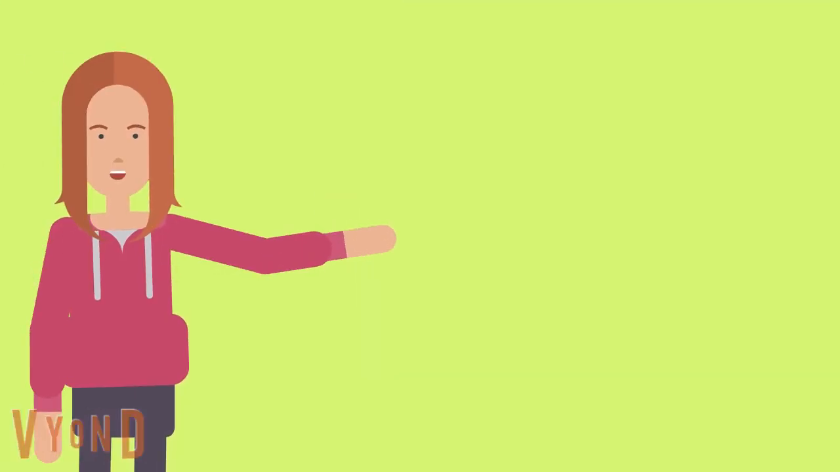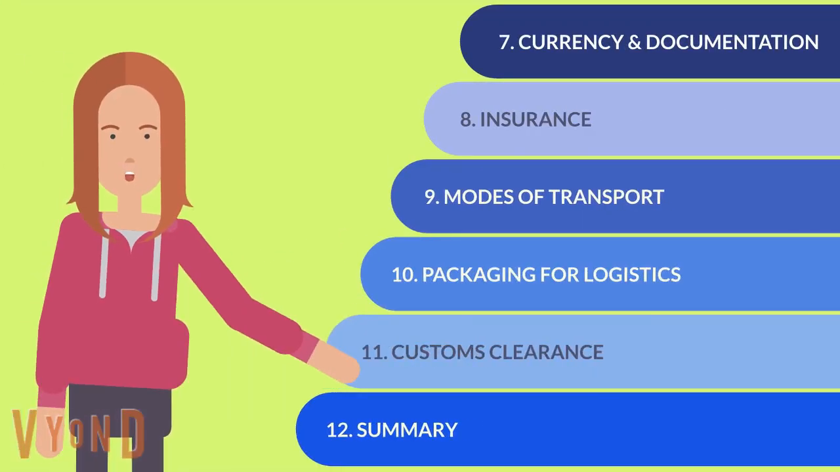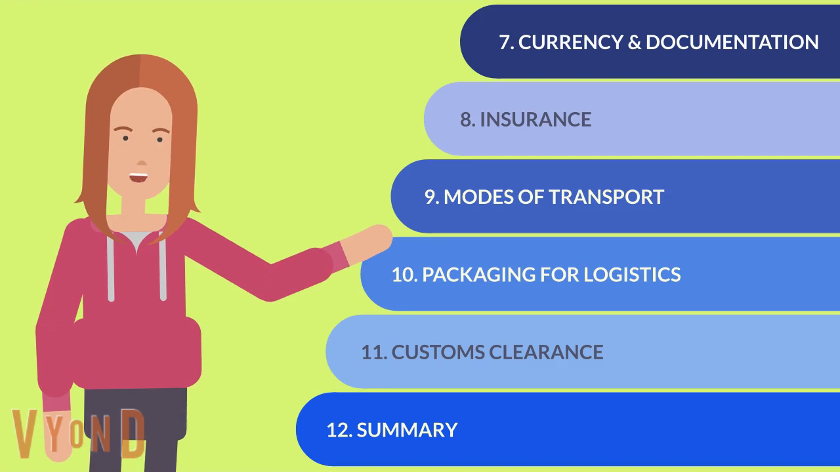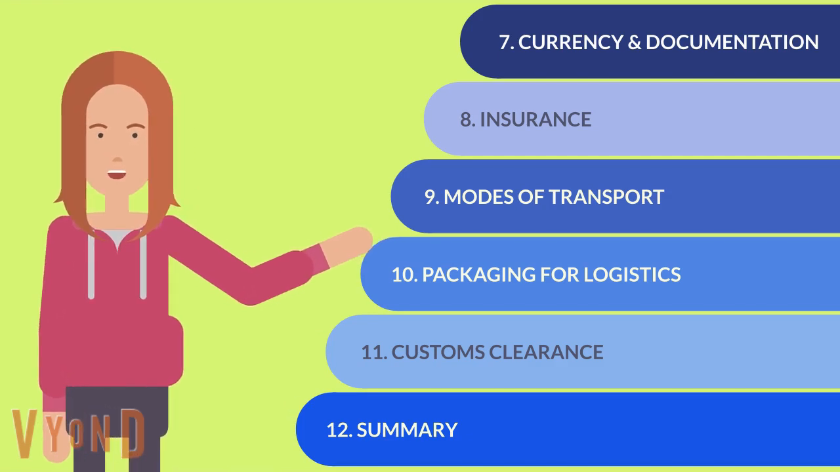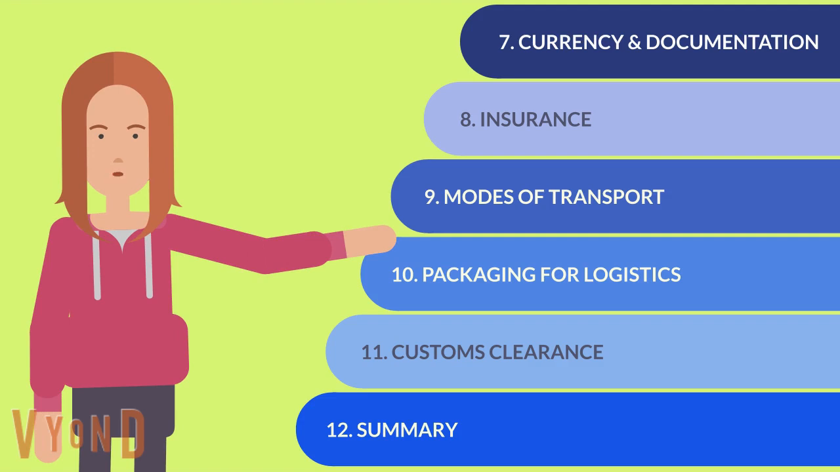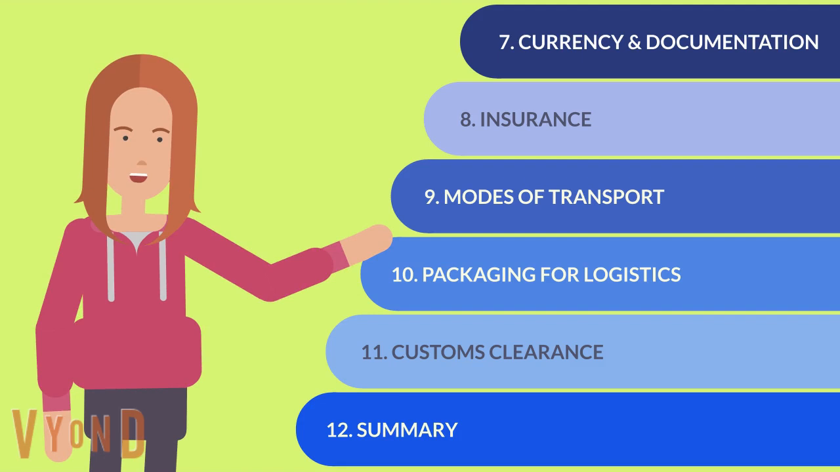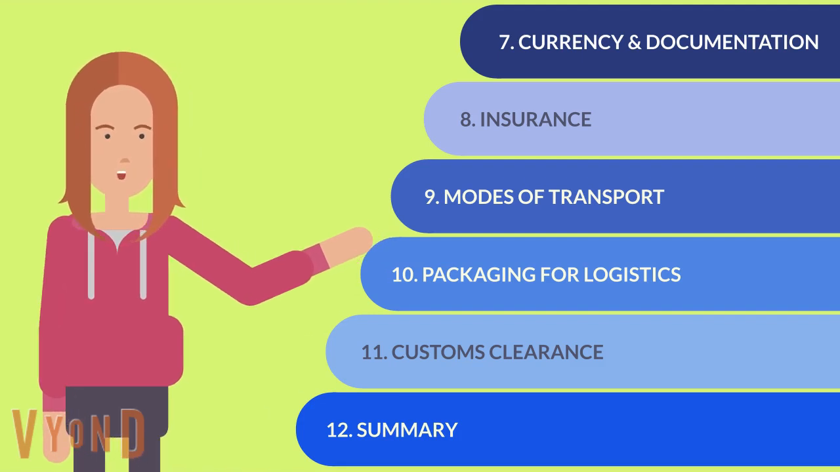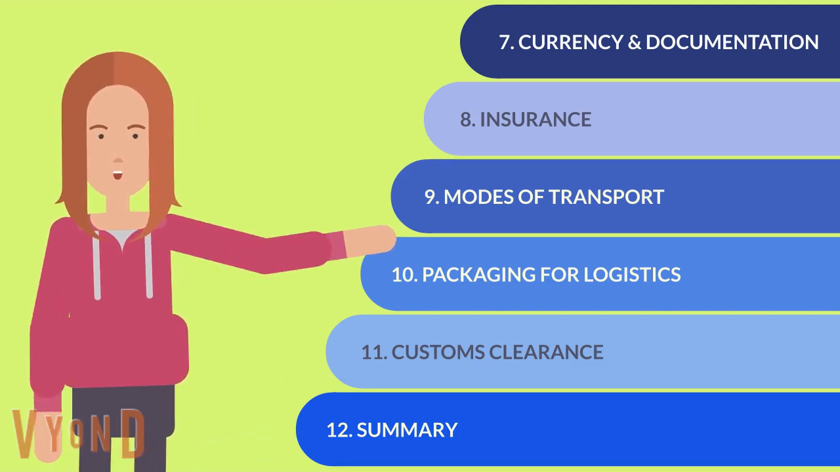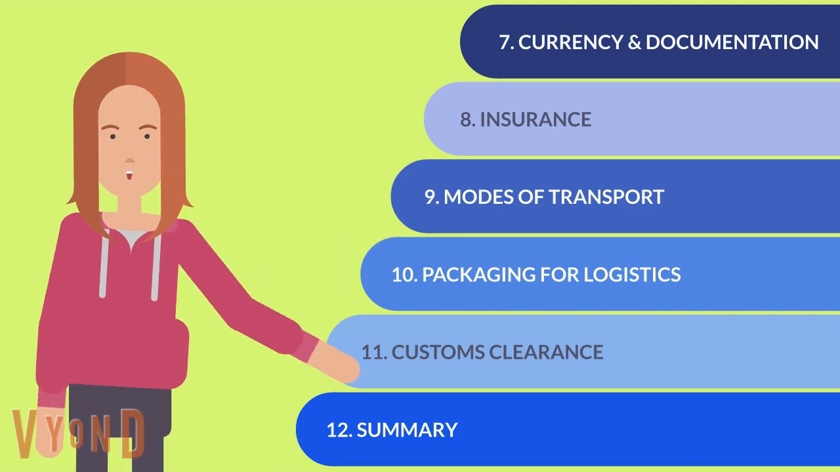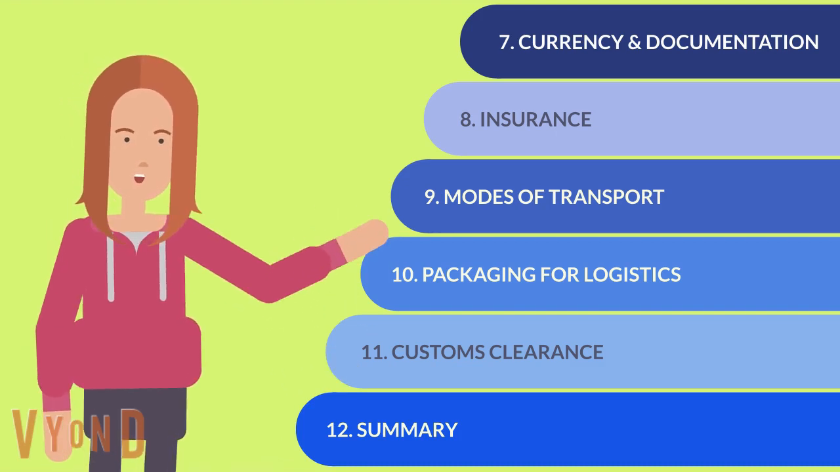In the second half of the unit, we first look at currency and then documentation. After this, we explore insurance and then look in more detail at modes of transport. In the 10th workshop, we consider how logistics influences packaging. And in the 11th, we look at issues surrounding customs clearance. In our final workshop, we review the unit and aim to pull together all that you have learned.